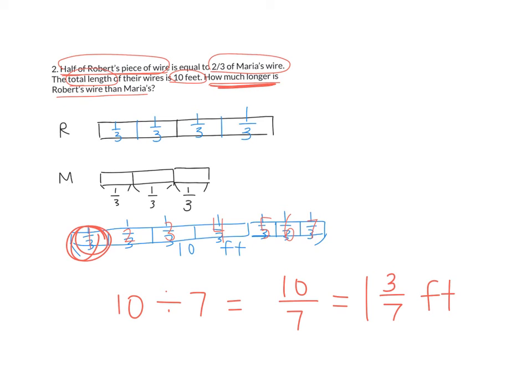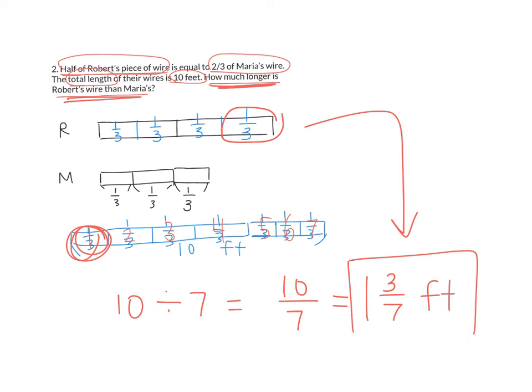The question is asking us how much longer is Robert's wire compared to Maria's wire? How many extra thirds are there in Robert's wire compared to Maria's wire? 1. So 1/3 of the wire is equal to how many feet? 1 and 3/7. So Robert's wire is 1 3/7 feet longer than Maria's wire. This problem, you would not be able to solve it without drawing these tape diagrams. Do you see that? That's why we need to RDW.